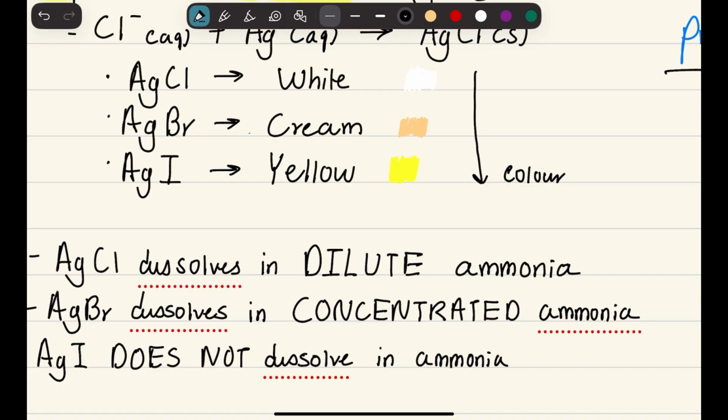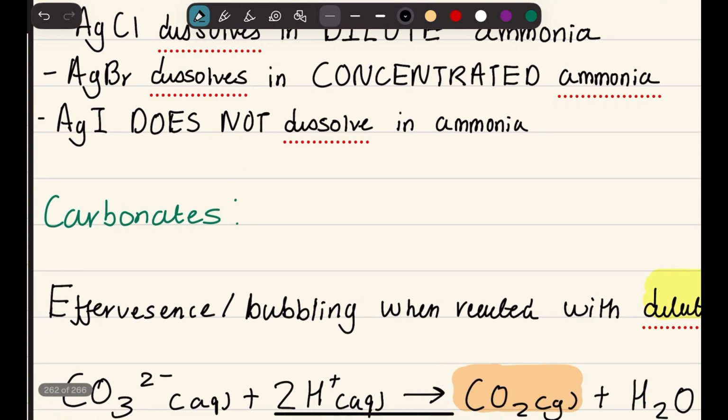So you can see that dilute ammonia dissolves silver chloride, concentrated ammonia dissolves silver bromide. And then silver iodide just does not dissolve in ammonia. So that's how you can see the difference. If you had concentrated ammonia, you'll see your cream precipitates and your white precipitates disappear, but the yellow one won't. If it's dilute ammonia, only the white one will disappear. Everything else will stay.